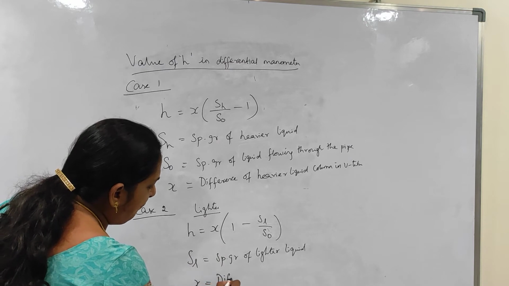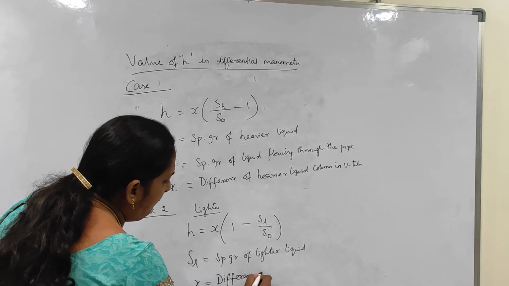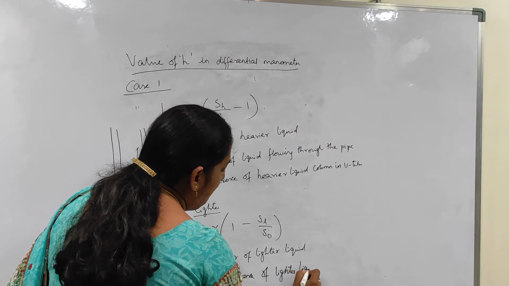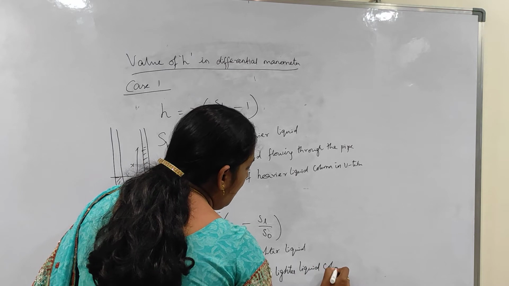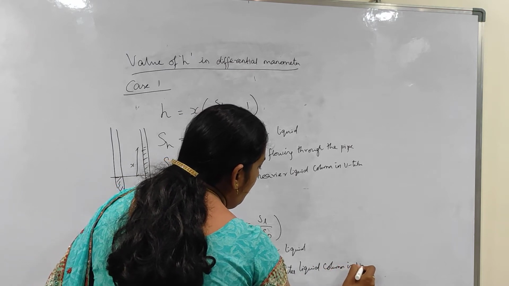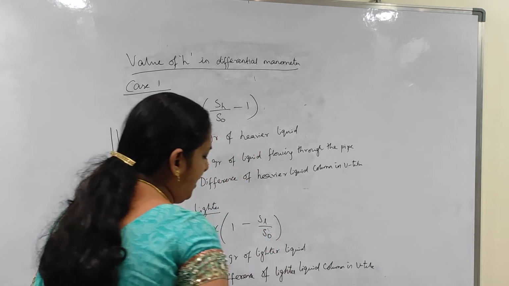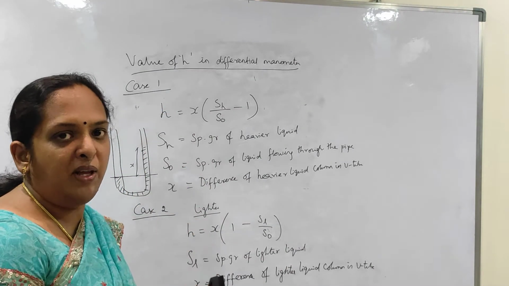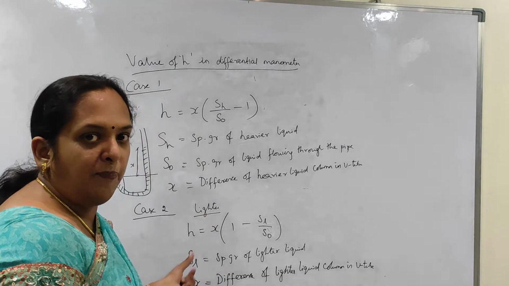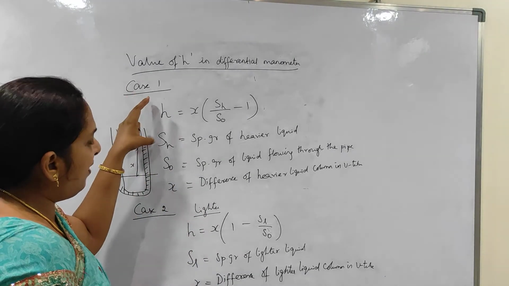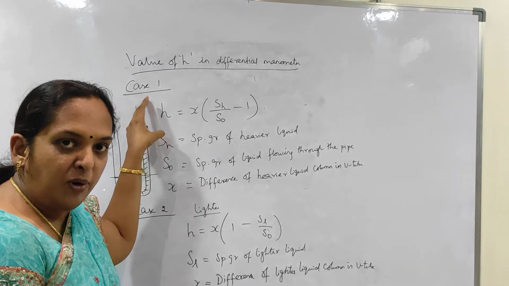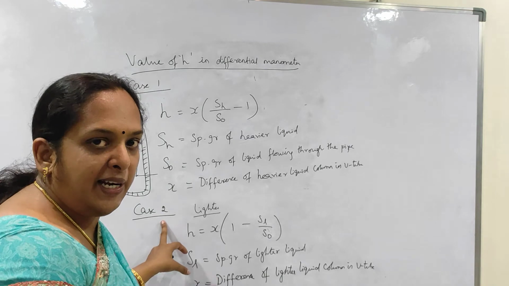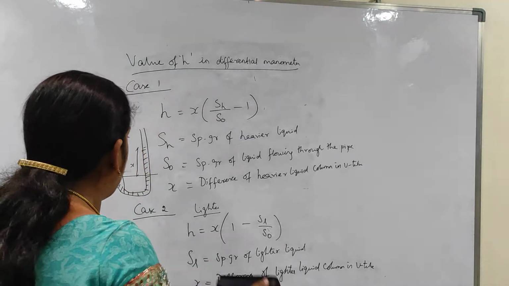So this is your difference of lighter liquid column in the U-tube. If it is a heavier liquid, it is the difference of the heavier liquid. If it is a lighter liquid, it is the difference of the lighter liquid. That is your X. So this is your case 2. In case 1, we considered that the differential manometer consists of only heavier liquid. And in case 2, the differential manometer consists of only lighter liquid, with the flow of fluid present here.